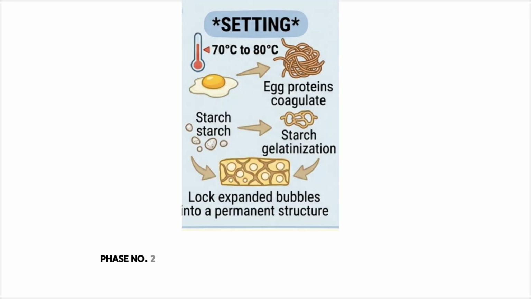Phase number 2, setting. Around 70 degrees Celsius to 80 degrees Celsius, the proteins in the eggs begin to coagulate and the starches in the flour undergo gelatinization. This transition locks the expanded air bubbles into a permanent structure.